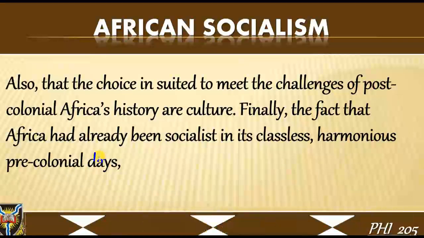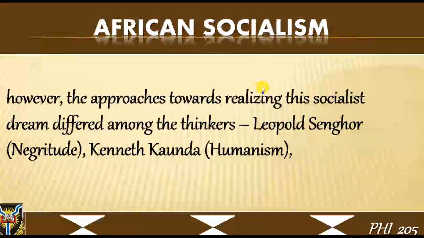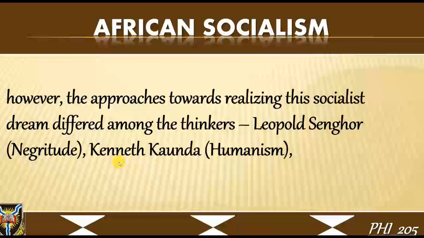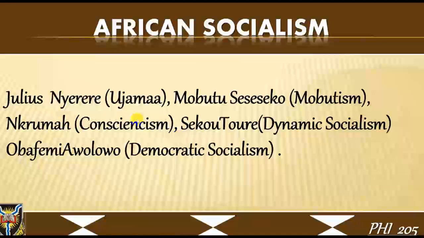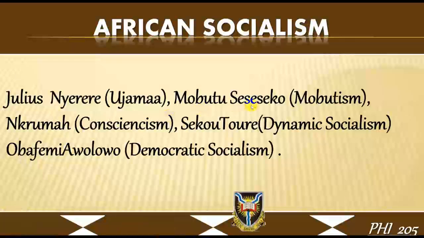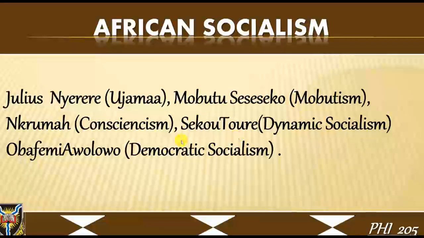However, the approaches towards realizing this socialist dream differed among the thinkers. Leopold Senghor, Negritude; Kenneth Kaunda, Humanism; Julius Nyerere, Ujamaa; Mobutu Sese Seko, Mobutism; Nkrumah, Consciencism; Sekou Touré, Dynamic Socialism; Obafemi Awolowo, Democratic Socialism.